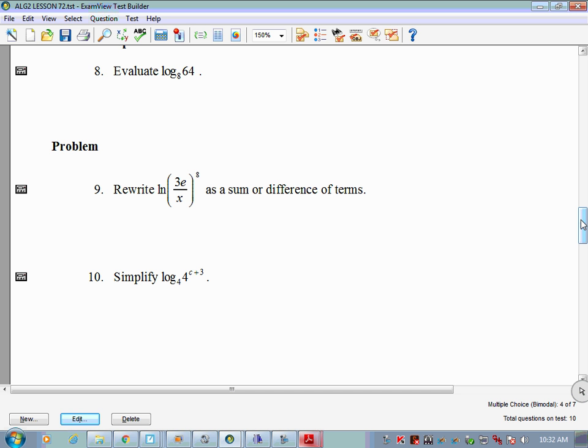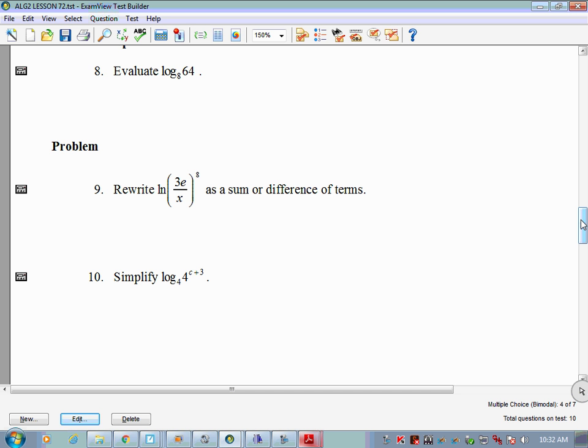Number 8, you guys should be able to do that on your own. You have at least 3 different methods. Some of you can use your log base function in your calculator. Those of you that can't do that would do log what over log what? Log 64 divided by log 8.